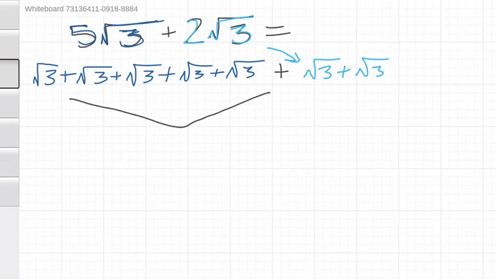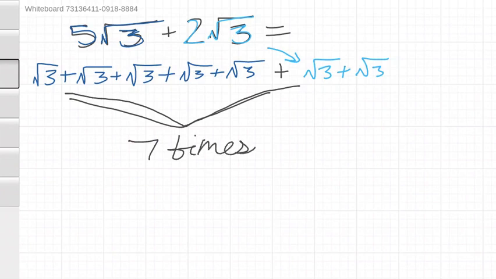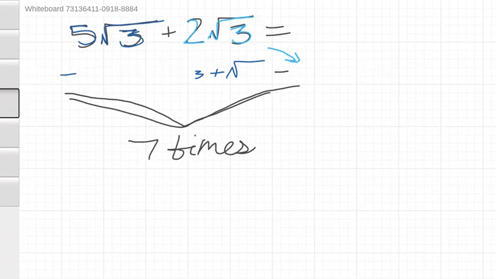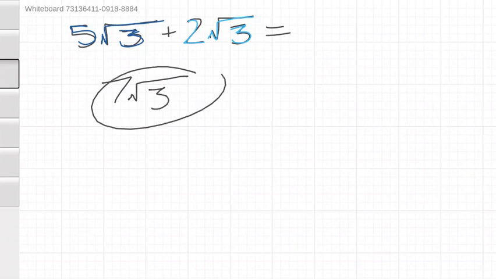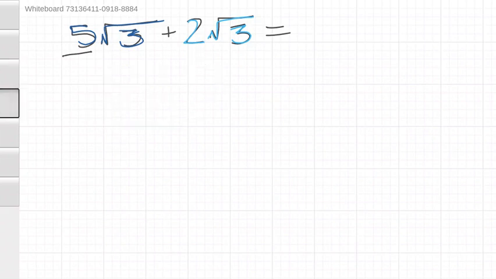So they both equal 7 times that we added square roots of 3. Meaning it was just 7 times square root of 3. We got that from there, but we can also get it because 5 plus 2 is equal to 7. So our answer of 5 square roots of 3 plus 2 square roots of 3 is just 7 square roots of 3.